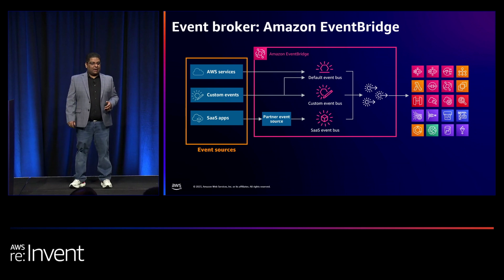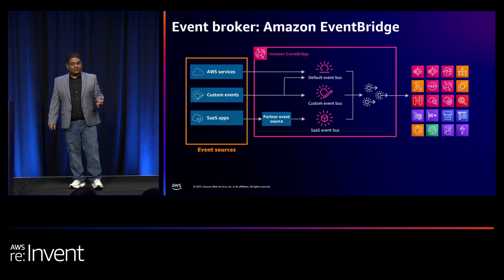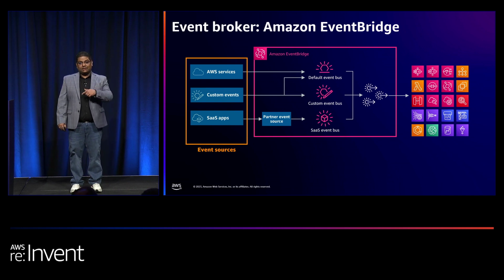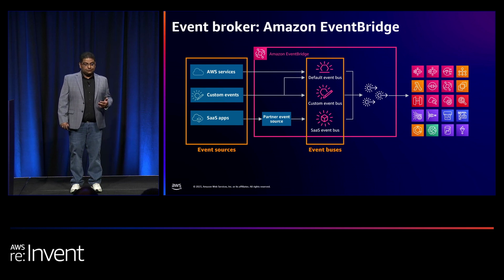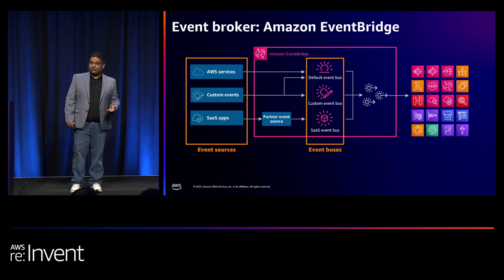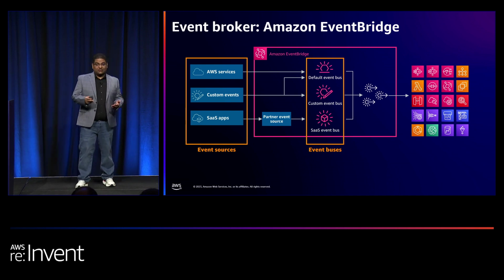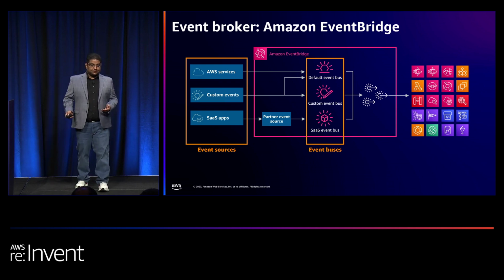So with Amazon EventBridge, you can have events coming from AWS services or your custom events. In this case, I used custom events. Or you can get events from your SaaS applications to a partner event bus. Talking about bus, EventBridge is based on buses. You have the default event bus, you have a custom event bus, and your partner event bus. In my example, I used a custom event bus called Claims Bus or Claims Insurance Bus.